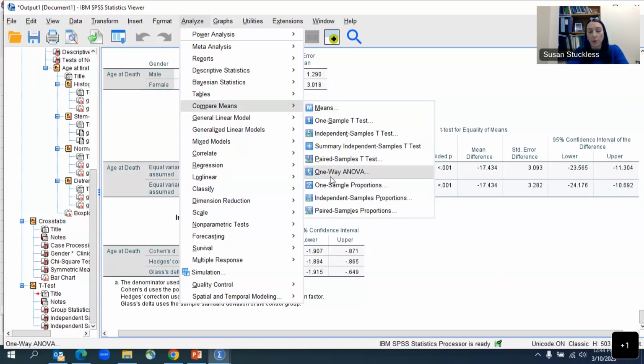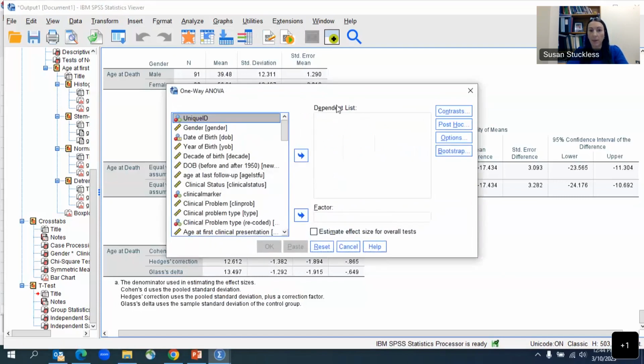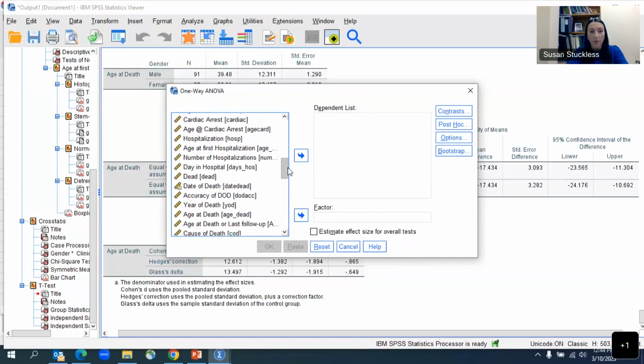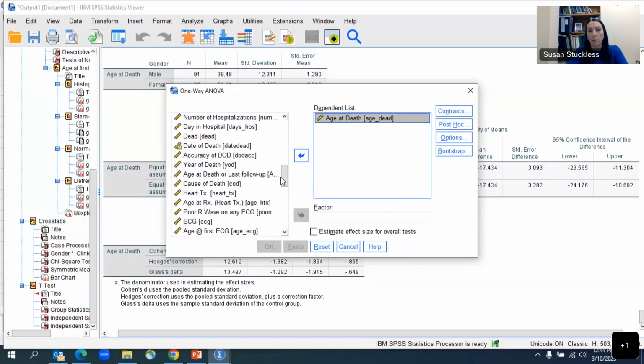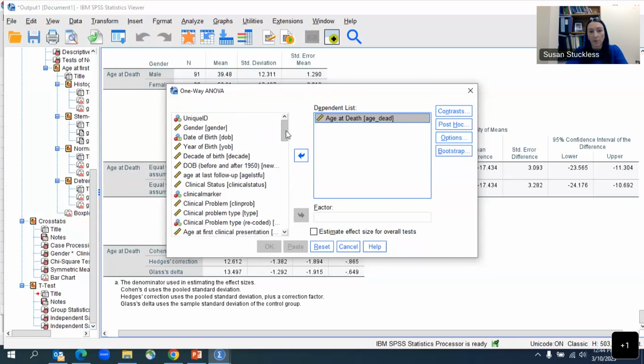So in this situation, you're going to go into your one-way ANOVA. And again, your dependent is a continuous type variable, and that's your age at death. This could be any kind of continuous variable, maybe height or weight, or blood pressure between certain categories of a categorical variable. I'm just using age at death because that's one of the ones I have here. And I'm looking at this between the clinical marker, which is our factor.